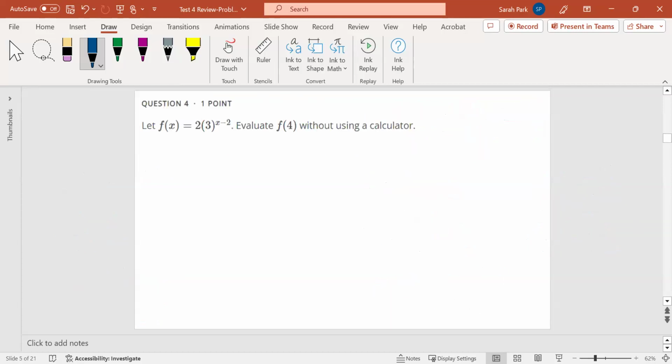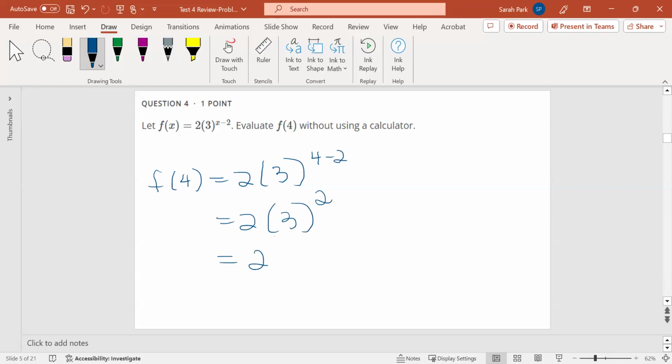Okay, number 4, we have let f of x equals 2 to the 3x minus 2 and evaluate f of 4. We just need to substitute 4 in for x. So we have 2 to the power of 3 times 4 minus 2, which is equal to 2 to the 3 squared. We do the exponents first. So 3 squared is 9. We multiply and get 18.